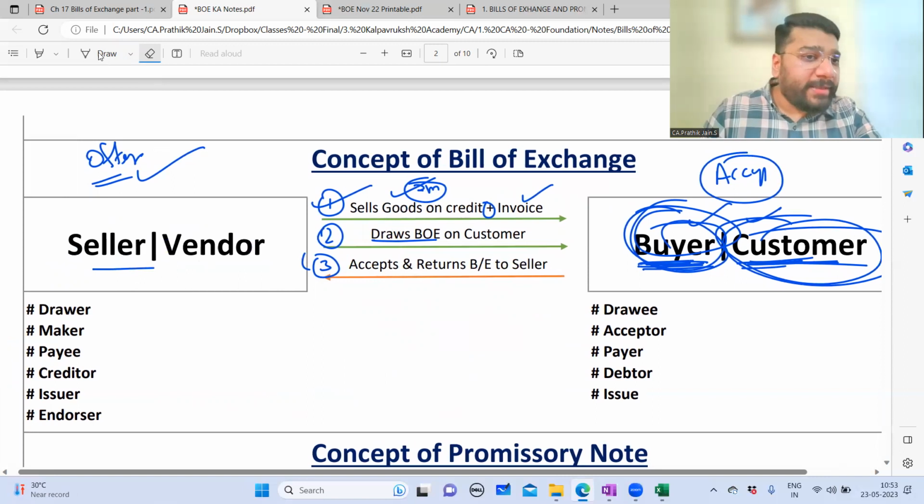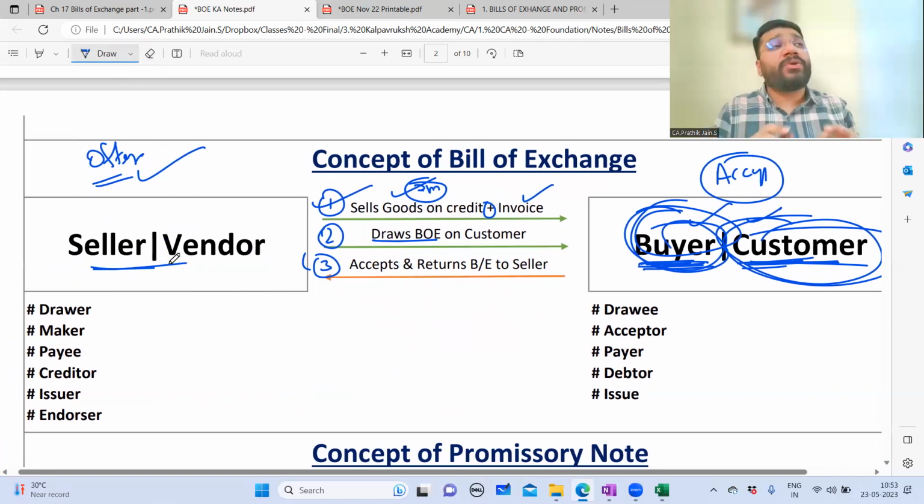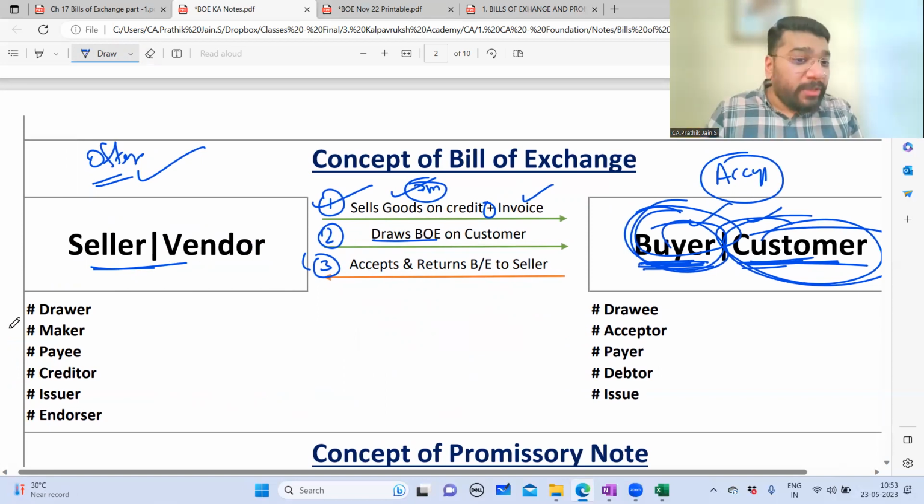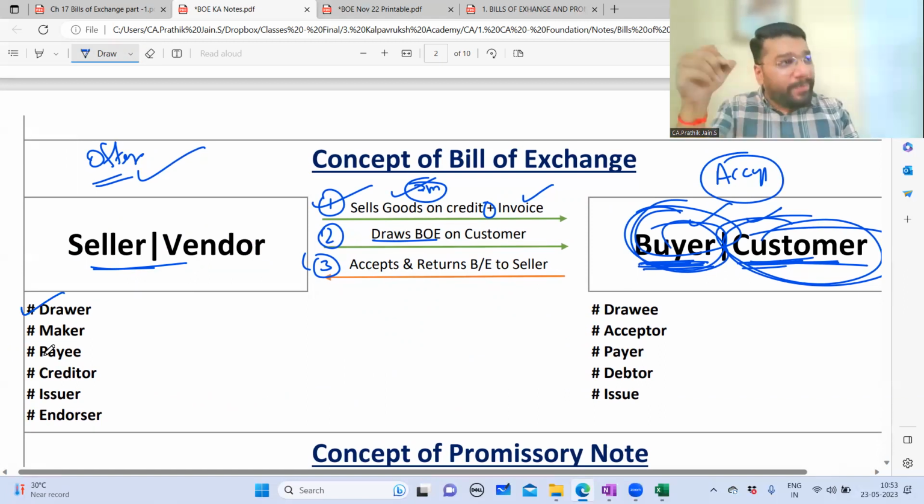Okay. Now, guys, in this case, who is preparing the bill of exchange document? The seller is preparing, because we tried to get the promise from the buyer, but he was not giving it. So we took the responsibility of preparing the document. The person who prepares the bill of exchange is called a drawer, because he's drawing the bill. Drawing the bill does not mean literally drawing the bill. Drawing the bill means preparing the bill.